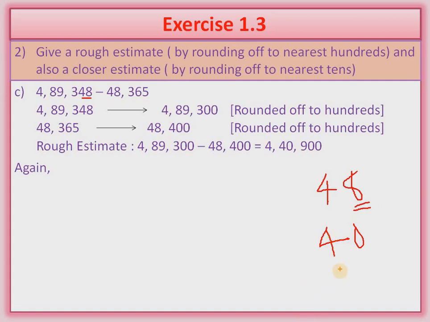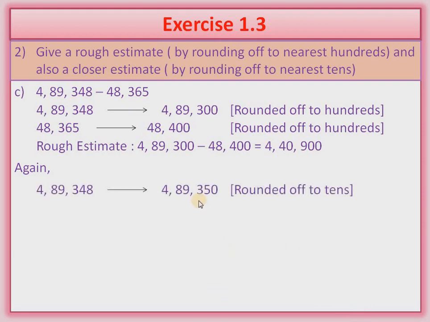Estimated value is 10. Okay, estimated value of 8 is equal to 10. What is answer beta? 50. Understood? So we will put 4,89,350. Understood? Understood beta? Now 48,365. I am going to take last 2 digits so you can understand beta, and we made the line only single digit.